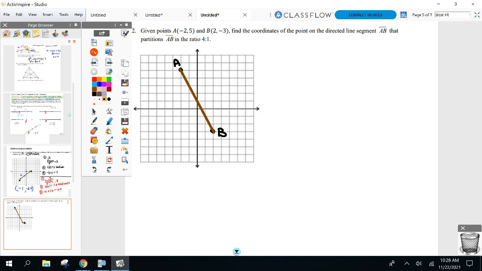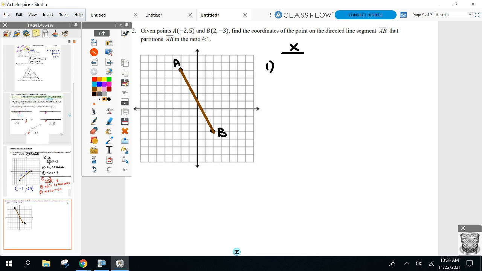All right, ready? First thing in your mind, I need a point that breaks it up from A to B, directed line segment AB. So start at A, go to B. 4 to 1. How many equal parts? 5. Okay, still 5, right? Still 5, just a different ratio. So first, let's cut our x-axis up into 5 equal parts.